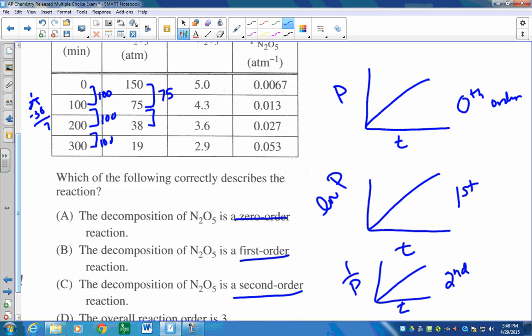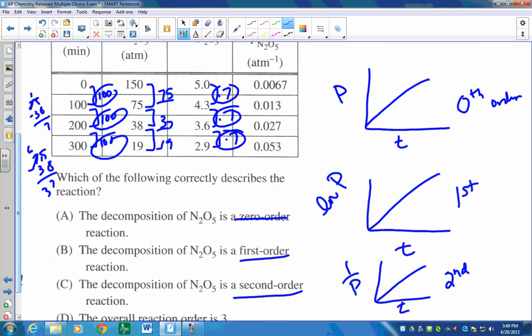Okay, so 75 minus 38. I got it right this time. 37. And then 38 minus 19 is like 19. You can see this is not constant. It's not 0 order. 0.7, 0.7, 0.7. Rise, run, rise, run, rise, run. It's looking like it's first order. If you subtract these, and I don't even know if you need to subtract them. I don't know. Can you see that it's not linear?